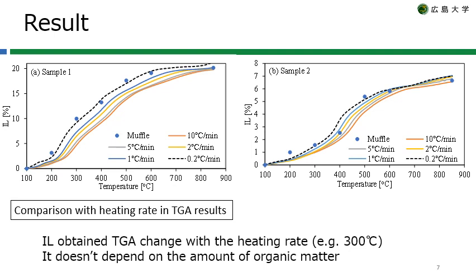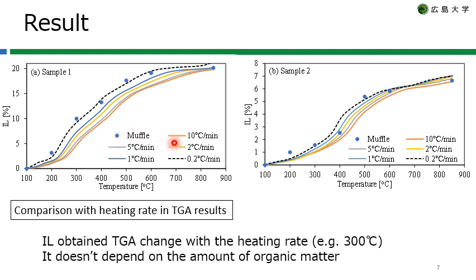Okay, let's move to the results. This figure shows the IL results. In this paper, I used only this figure. So first, I explain these figures. The x-axis means burning temperature, and the y-axis means IL. When the temperature of the sample rises, water and organic matter volatilize, so the IL increases. Muffle in the legend represents the result of the IL test.